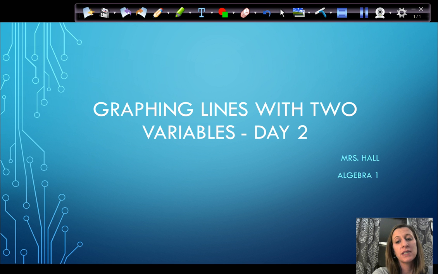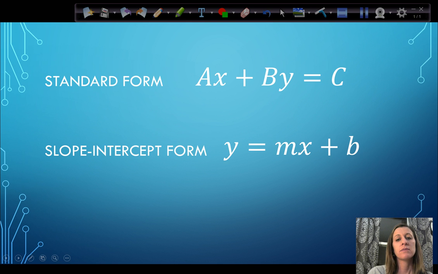Okay, so again today we're going to take some topics that you basically know how to do and we're just going to put them together. The only new thing today is standard form. Standard form is ax plus by equals c, where you would have numbers or values for a, b, and c.